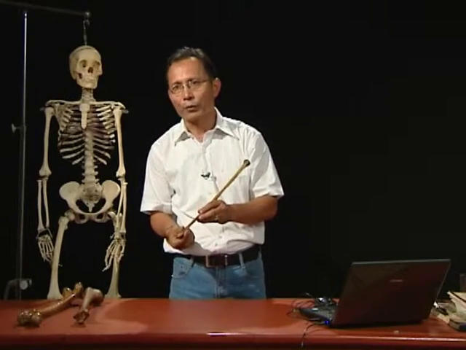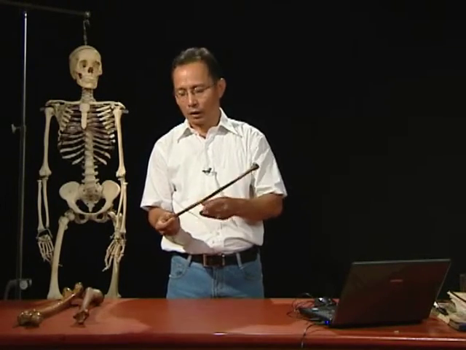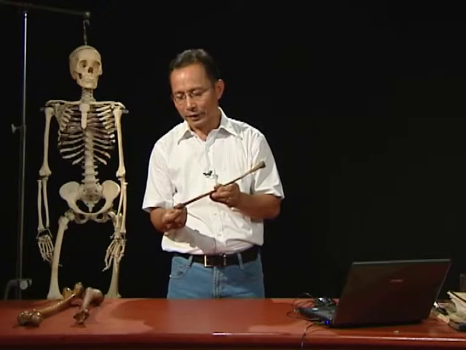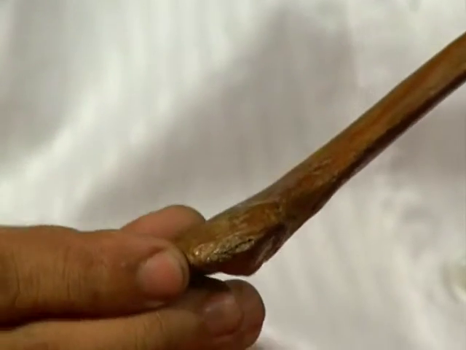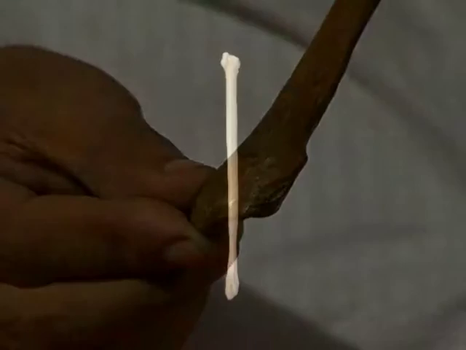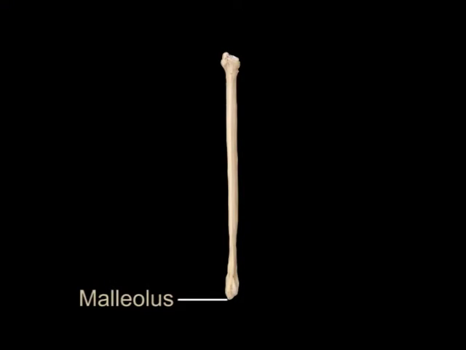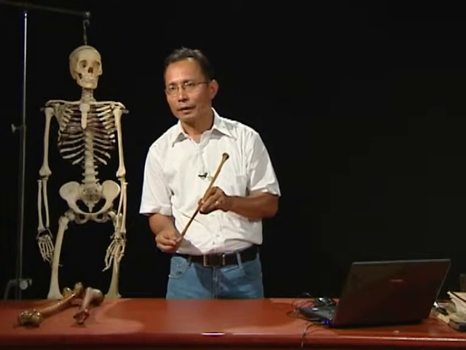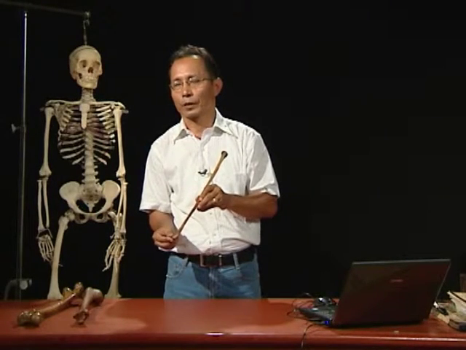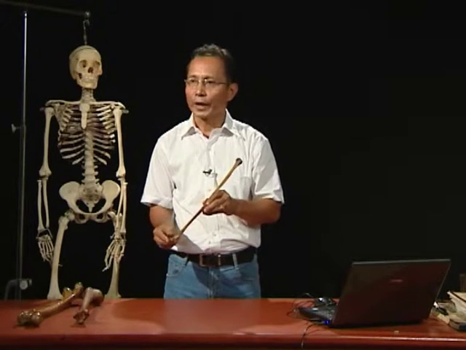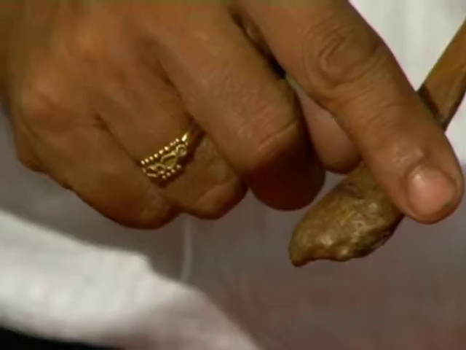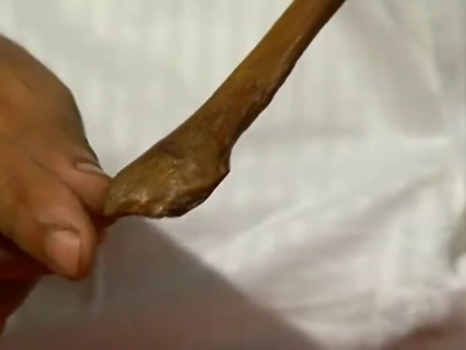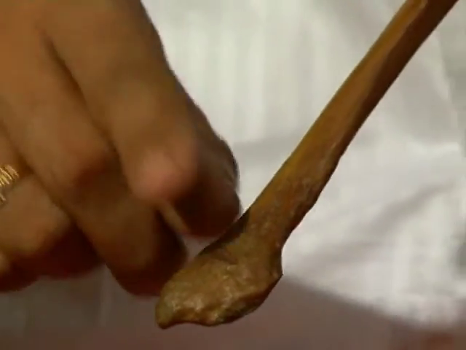Now let us come down to the lower end. The lower end has a projection downward, and this is called the malleolus. But this malleolus is the lateral malleolus, whereas in tibia we have the medial malleolus. So this malleolus is the lateral malleolus, and it should be lateral in position.